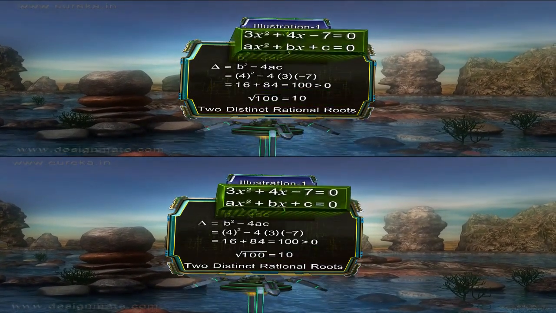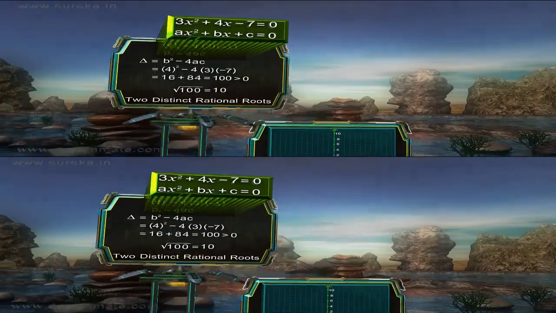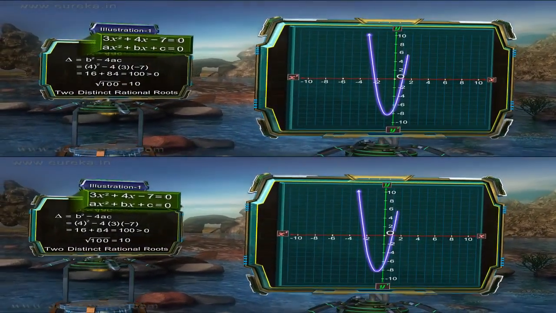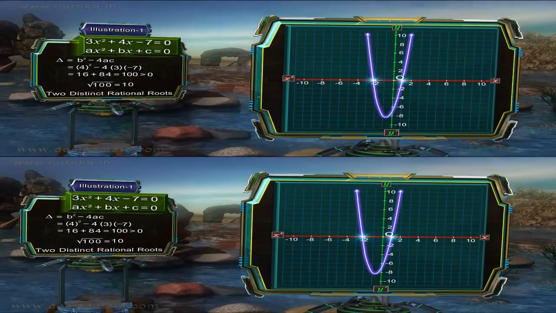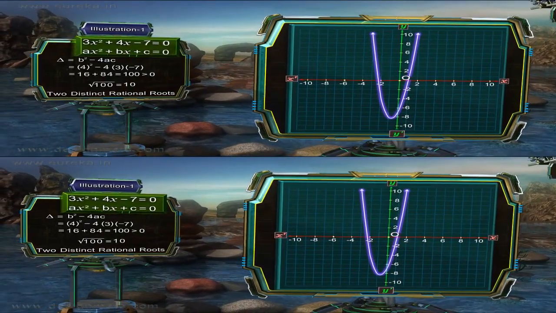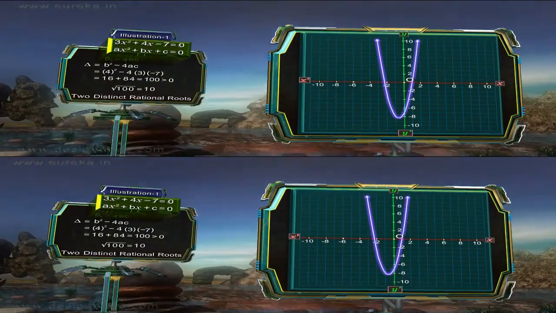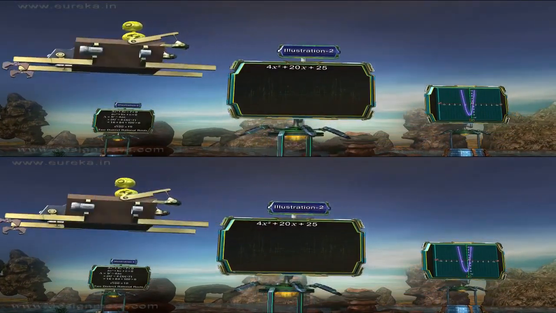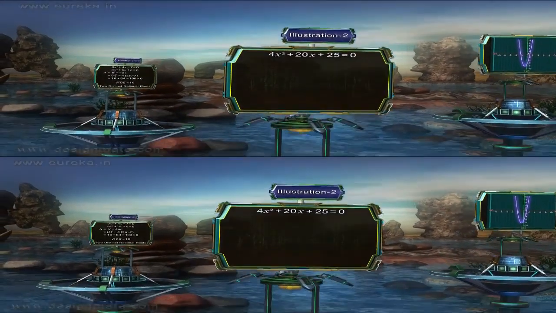Since a is equal to 3 is greater than 0, the graph of this quadratic function will be an upward opening parabola intersecting the x-axis at two distinct points. Let us consider another quadratic equation. 4x square plus 20x plus 25 equals 0.